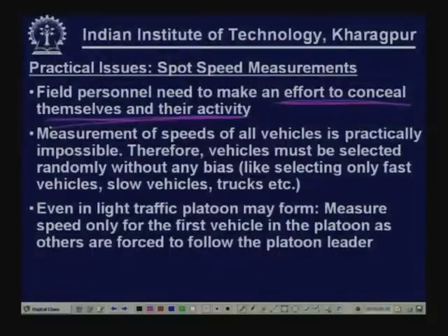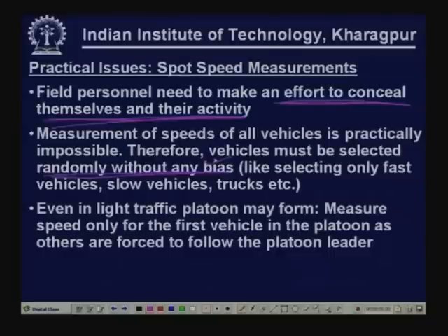Second, measurement of speed of all vehicles is practically impossible, whether you are actually measuring the travel time over a short distance, or you are using equipment like a radar meter. It is practically impossible to measure speed of all the vehicles. Therefore, what is essential is that vehicles must be selected randomly without any bias. What do I mean by bias?